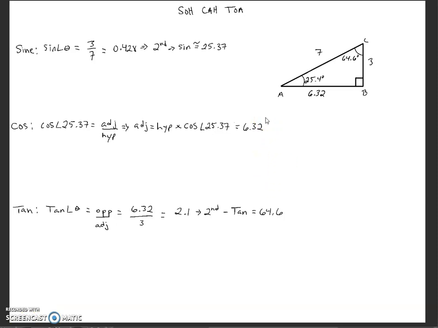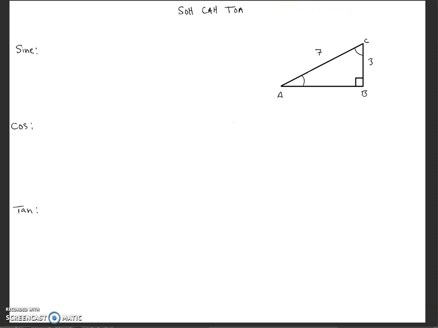So let's try that again. I'm just going to change the angle here. You can only use sine, cos, and tan once. So we have 30 degrees, we have 7, we have 3. Again, we have a couple options here. Sine, cos, and tan can only be used once. So if we take, what do we got here?